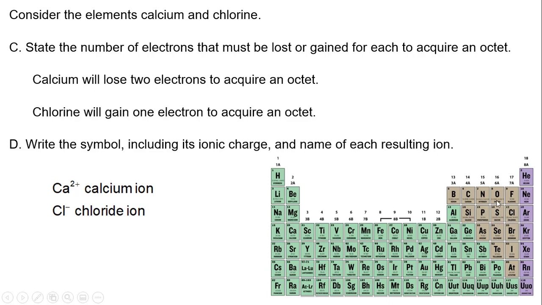Do you guys see a trend here? Nitrogen has 5. 1, 2, 3. 3 plus 5 equals 8. So here, chloride, now it's chloride because it is an ion. Oh, sorry, jumped ahead. Chlorine will gain 1 electron to acquire an octet. Once it takes that electron, it's an ion now. You have to change the name to chloride, not chlorine. And that will have a Cl minus, and calcium will be a Ca2 plus calcium ion.